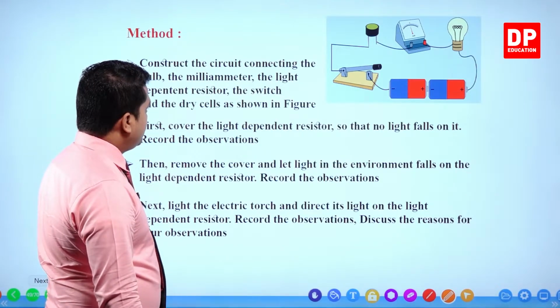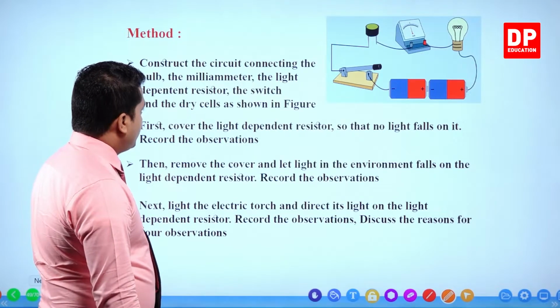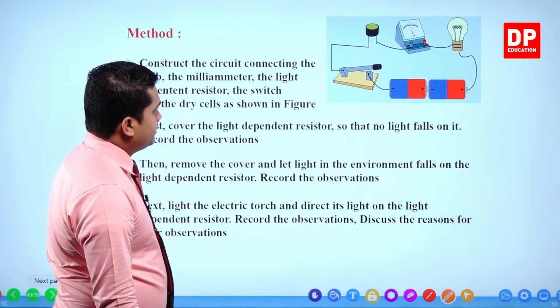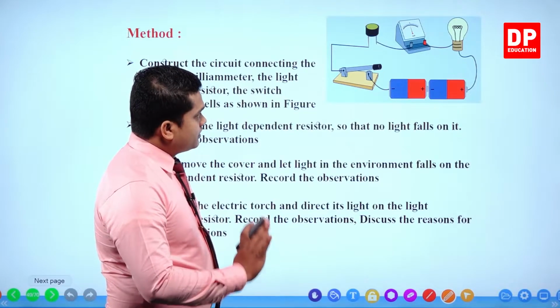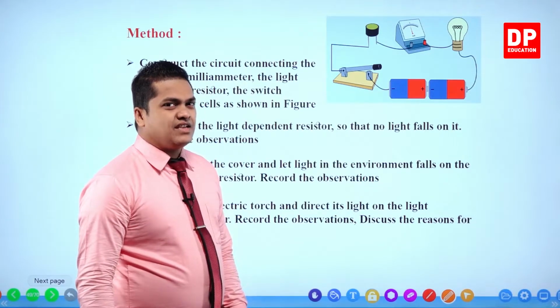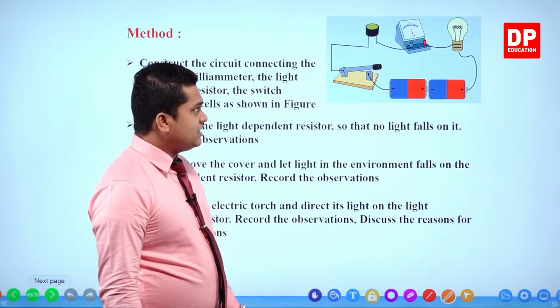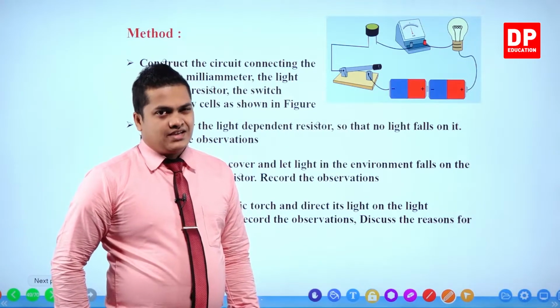Construct the circuit connecting the bulb, milliammeter, the light dependent resistor, the switch and the dry cells as shown in the figure. So according to the figure, what you have to do? First of all, you have to set up the apparatus. Now this is the same way as we connected the rheostat. The only thing that is changing is that the rheostat is replaced by the LDR. It's really simple.